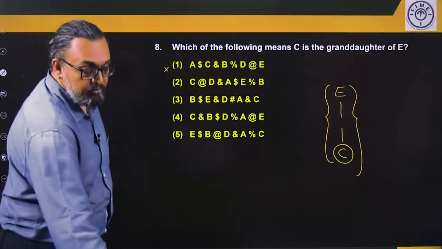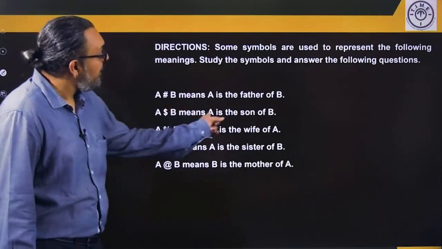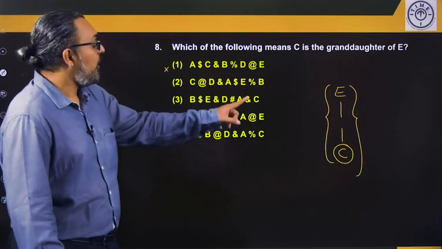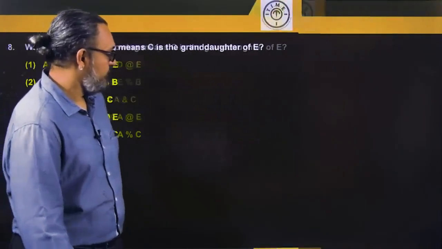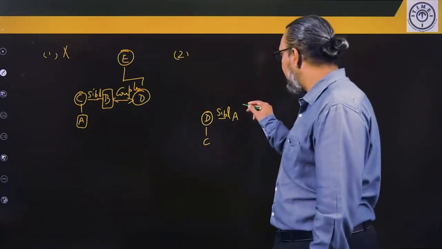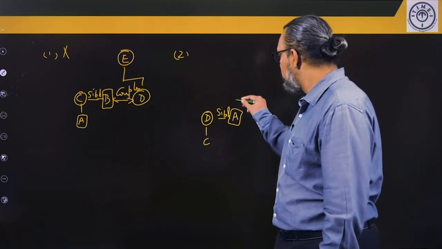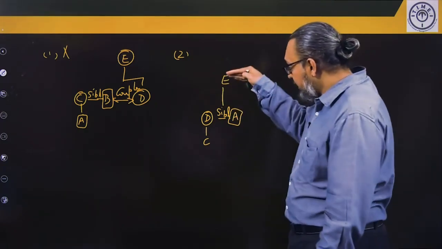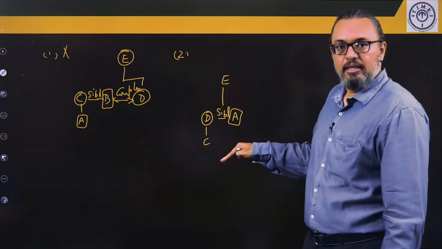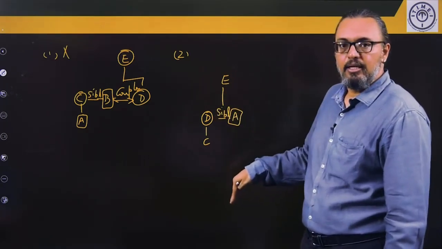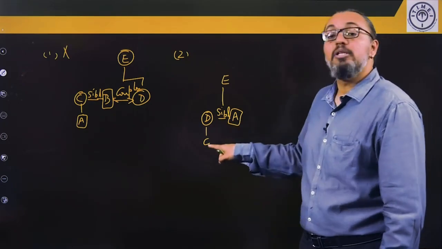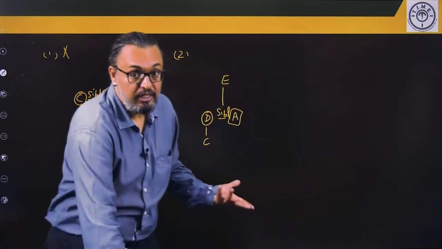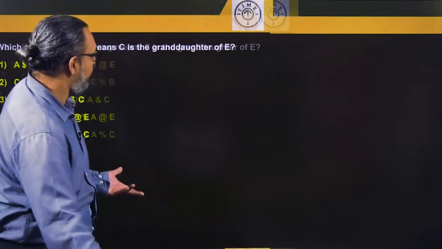A dollar E. So what does dollar mean? A is the son of B in the forward direction only. So A dollar E means A is the son of E. So here we have A is a son to E. So I am getting the 3 generations here, right? But do I know the gender of C? I don't know. So let's see further if it is having any clarity there.